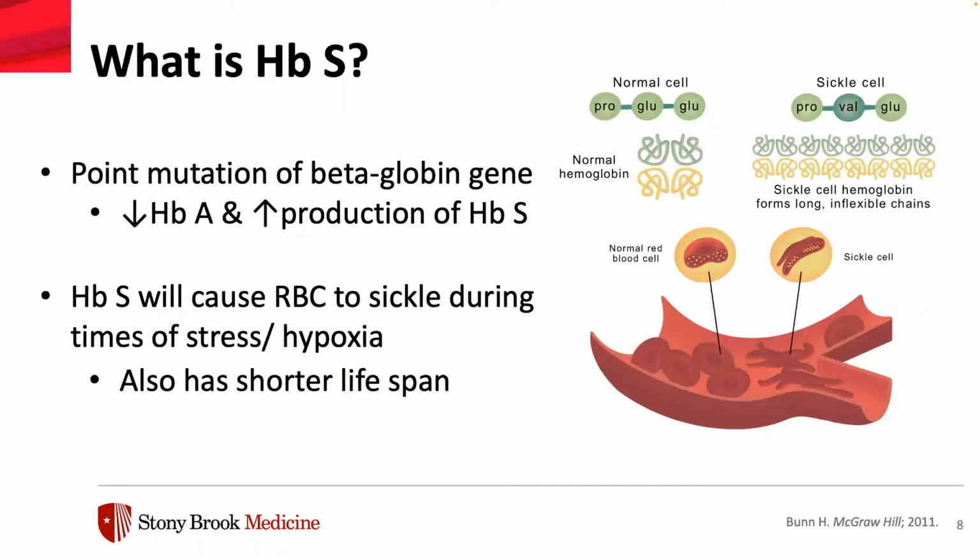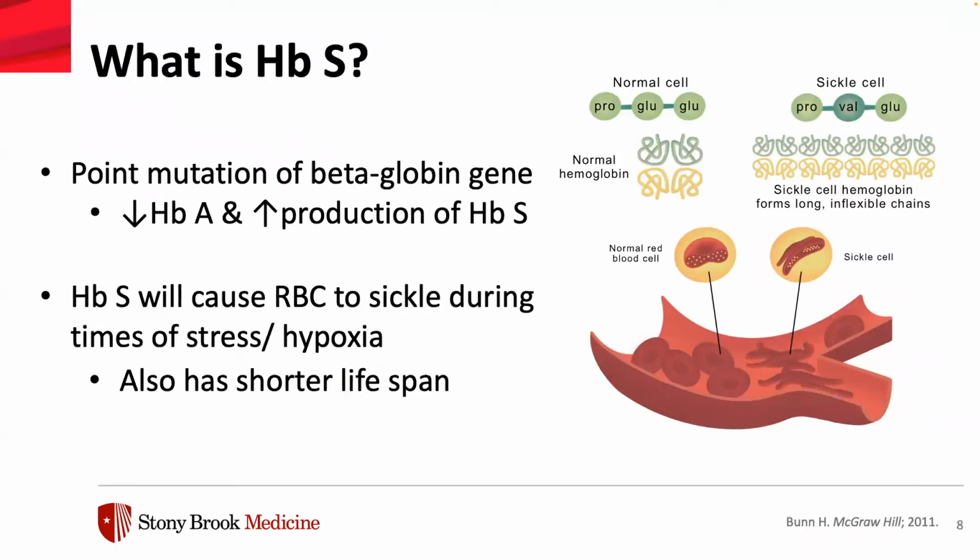Now, what exactly is hemoglobin S? Hemoglobin S occurs secondary to a point mutation of the beta globin gene. Like I mentioned, hemoglobin A has two alpha and two beta chains. Hemoglobin S is a mutation that occurs in the beta chain of the hemoglobin, and it will cause the red blood cell to sickle during times of stress or hypoxia.